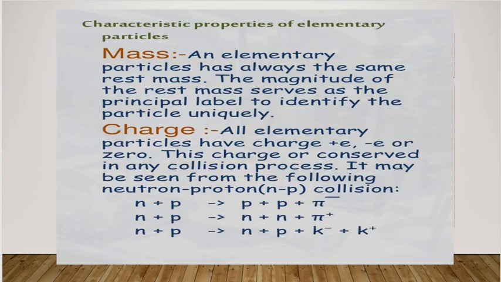Now we can move to some characteristic properties of elementary particles. First, we are going to discuss mass. An elementary particle always has the same rest mass. The magnitude of the rest mass serves as the principal label to identify the particle uniquely.